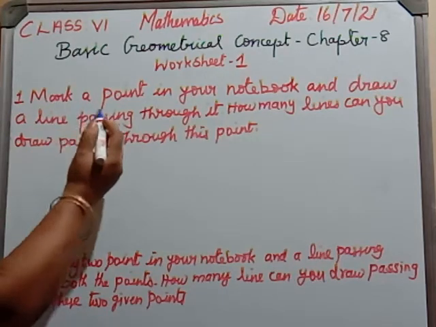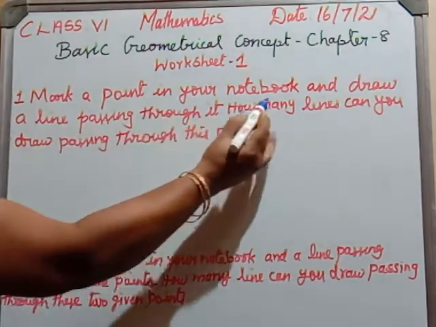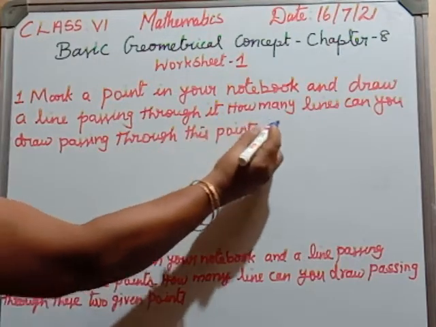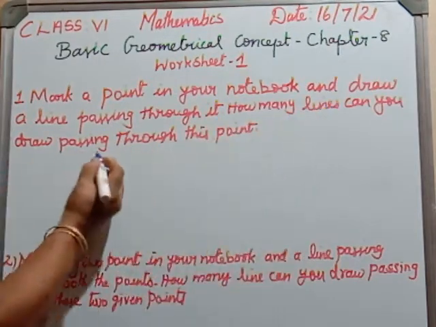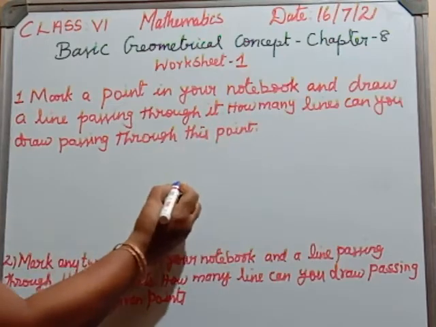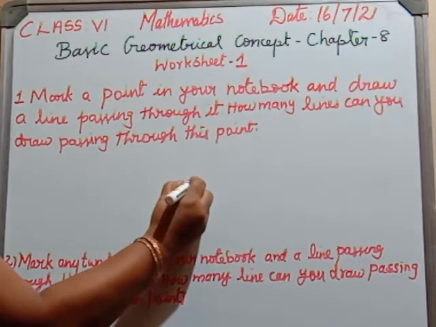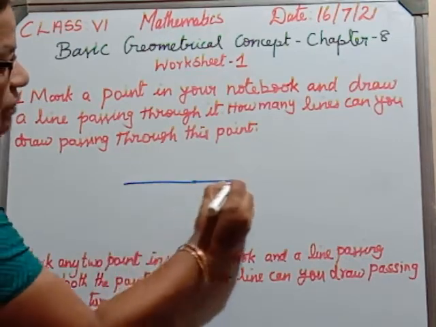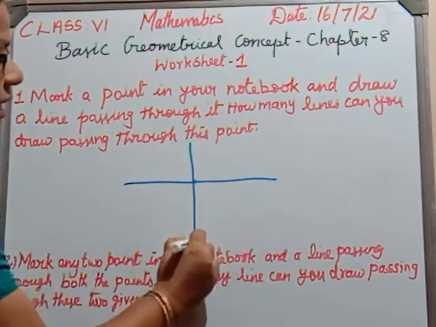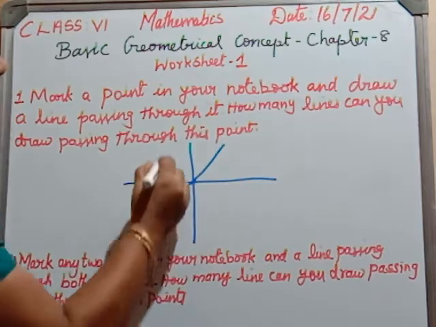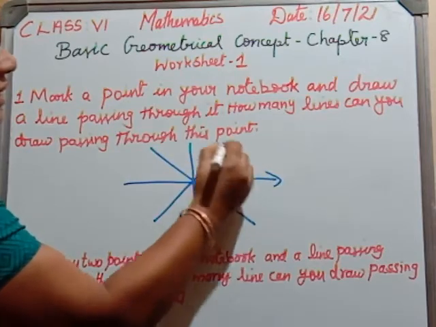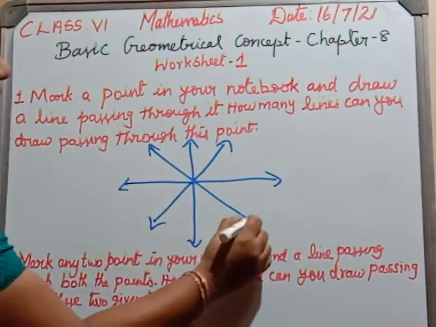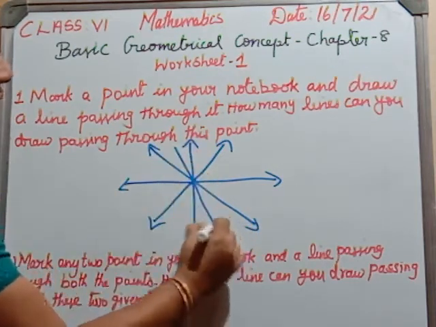The first sum: make a point in your notebook and draw a line passing through it. How many lines can you draw passing through this point? What they are asking: make a point in your notebook. Now you have to draw a line passing through it. How many lines can you draw, children? As many lines as you can.